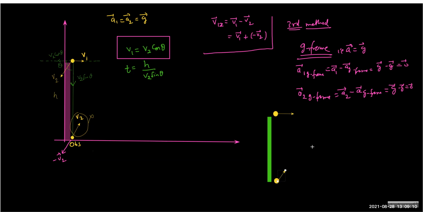Now in the G frame, they don't have acceleration. So how will they move further? The motion will remain a straight line because none of them are accelerating, so they will move in a straight line. So the only point where they can collide is this point.